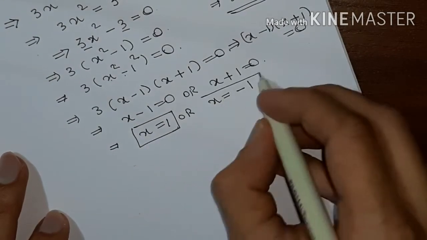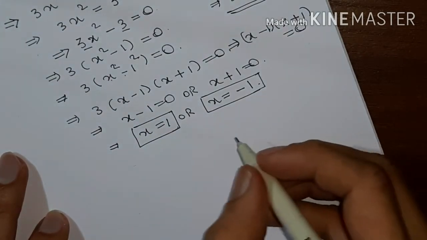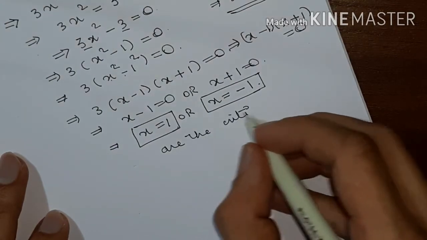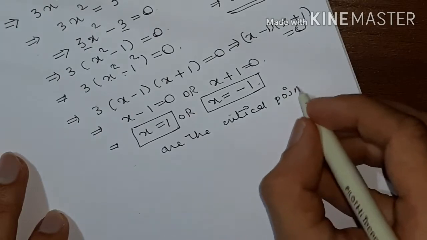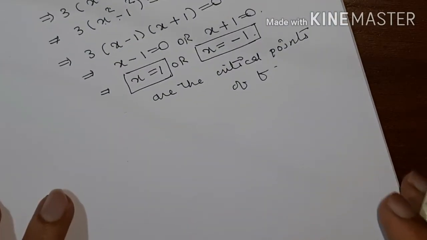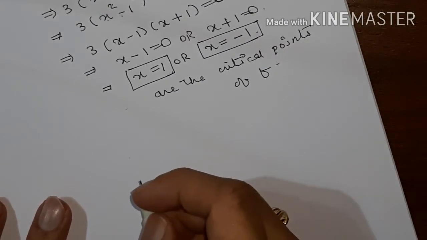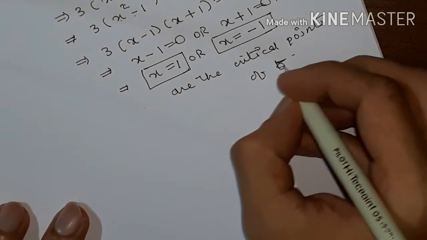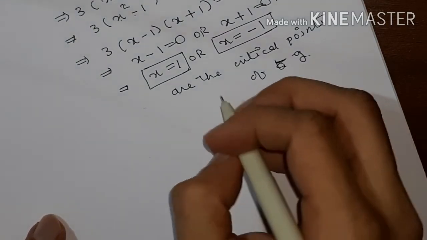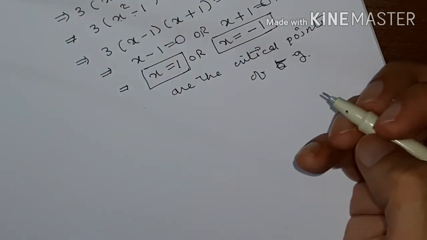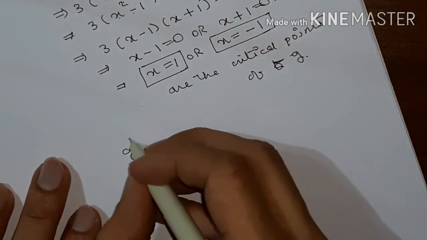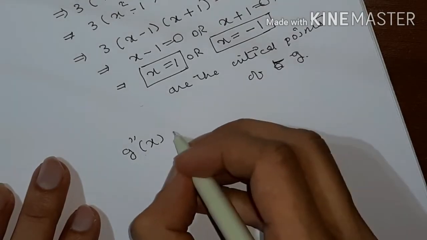These two values which you get are called the critical points of the function g. Now after finding the critical points, what you have to do? You have to find the double derivative of the function, so g double prime of x.